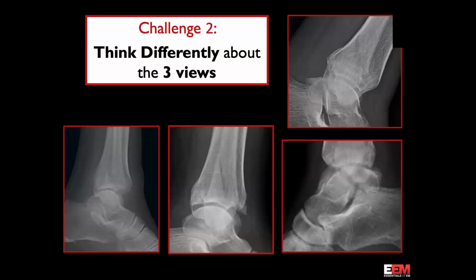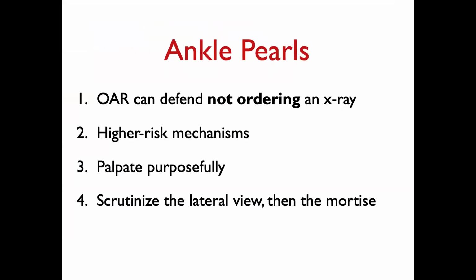And look at these lateral films. Look at them first, because we don't look at them enough. Look at them first and trace out the fibula. Trace out the tibia. Look for those subtle posterior malleolus fractures. Look at the talus. Look at the calcaneus. There's lots of information on a lateral film that we don't give enough credit to.